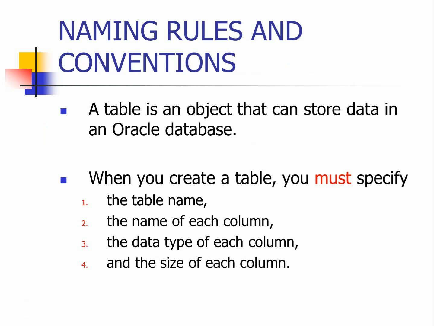So you can see now a table is an object that can store data in an Oracle database. When you're creating a table, you must specify the following things. You need to talk about the name of the table, in our example student, the name of each column, the data type of each column, and the size of each column. And obviously the constraints that you want to add to the table. The constraint is not listed over here simply because it is totally possible that you create the whole table without adding any constraint, and that's totally fine. It's just that you can add more constraints to the table when the table is created.